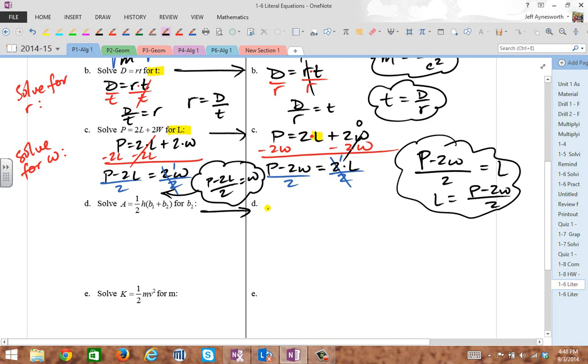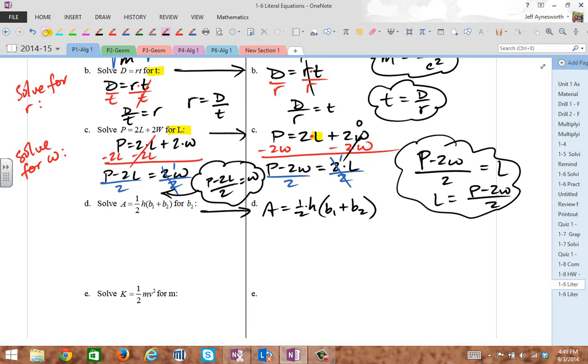This one comes from geometry too. We got area is equal to 1/2 times the height times the quantity B1, which stands for base 1, plus base 2. This is the trapezoid area formula from geometry. All right, and what do we want to solve for? Let's highlight that. We want to solve for B2, and B2 is inside the quantity here.